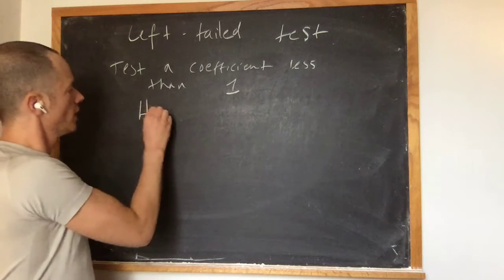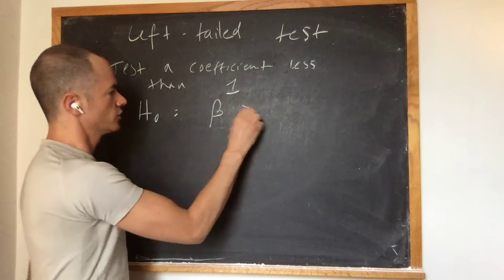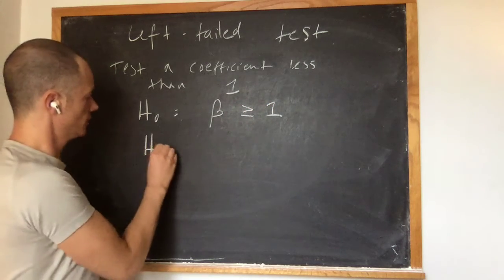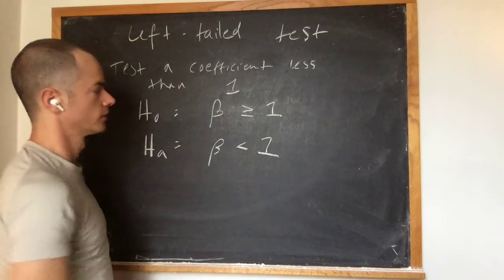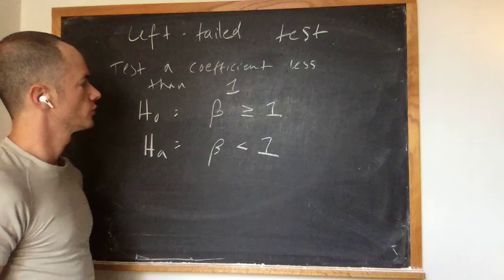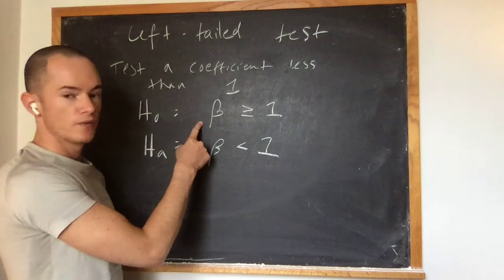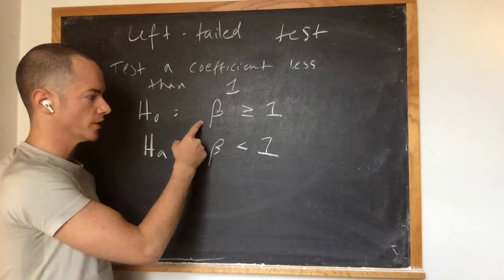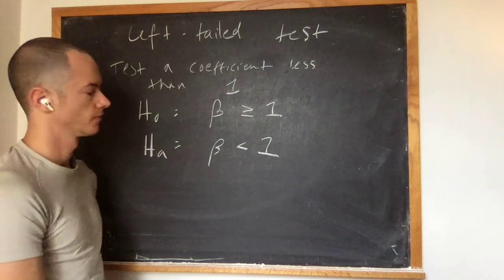Then the null hypothesis is going to be that theta is greater than or equal to 1. And the alternative is that theta is less than 1. We want to try to prove that the coefficient is not greater than or equal to 1, so that we have evidence that the coefficient is less than 1.